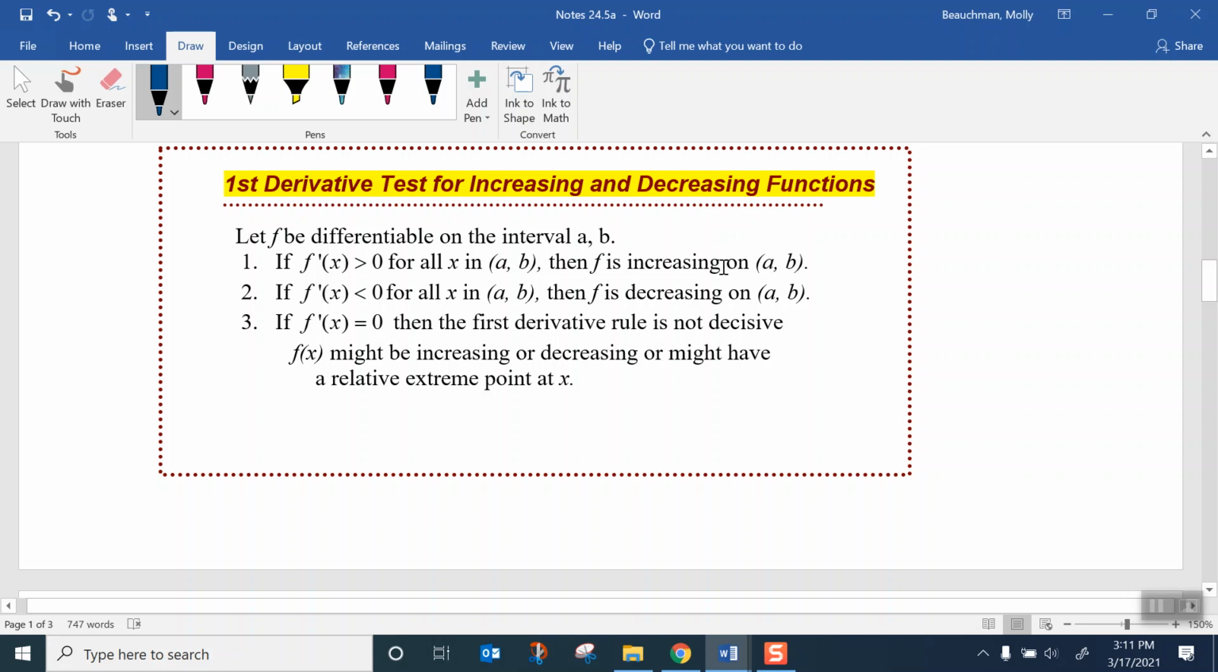Remember, the derivative is the slope of the tangent lines. So if the tangent line slopes are positive, then your function is increasing. If f prime of x is less than 0, or negative, for all x, then f is decreasing on the interval. If f prime of x equals 0, then the first derivative rule is not decisive. It might be increasing or decreasing, or it might have a relative extreme point at that value.